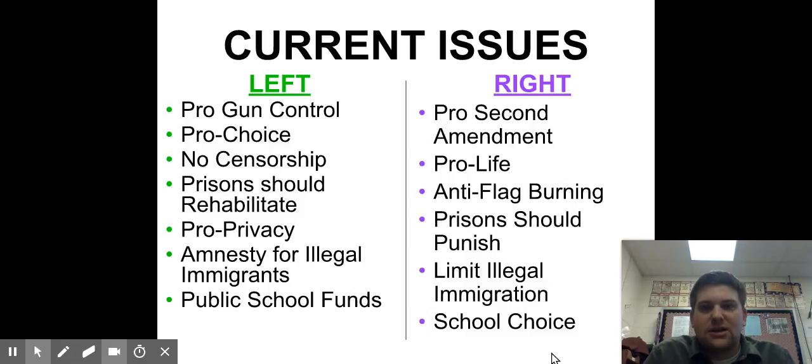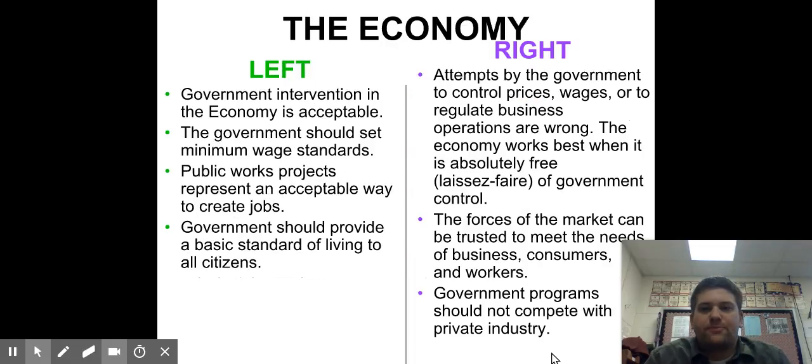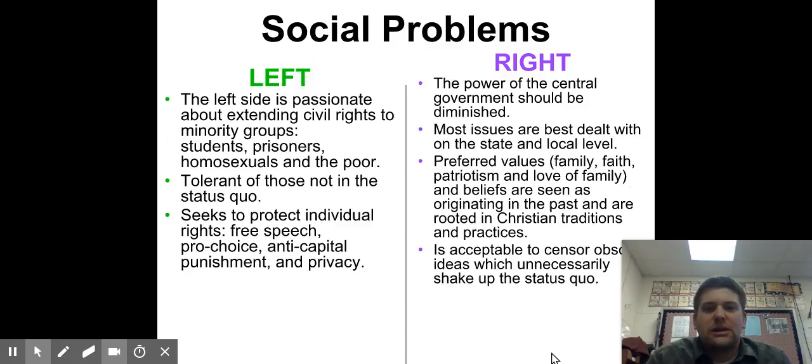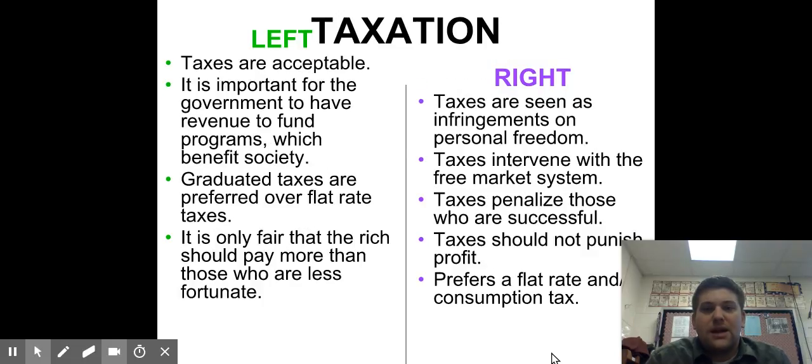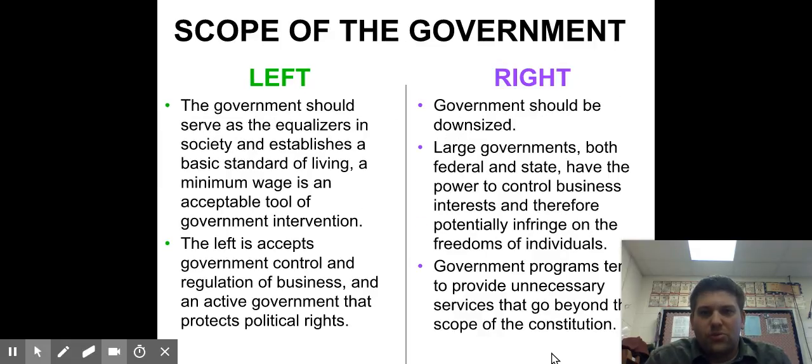All right, so that covers it for current issues. In class this week, we're going to talk about some more specific things and where left and right fall, especially considering things like distribution of wealth, the economy, business regulation by the government, social problems in America, taxation, how each side views taxes, religion, foreign affairs, and lastly, the scope of government.